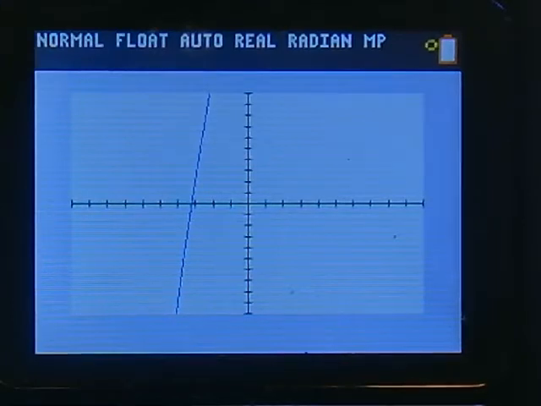Okay, well, it looks like we're getting the left side of our function, but we're not seeing the top of it.